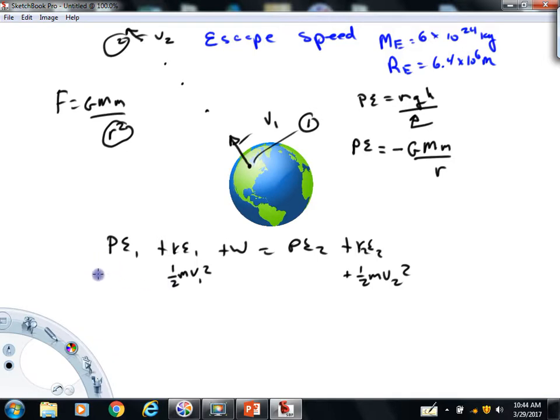So our PE1 term, we can write minus big G, big M, little m over r. And that radius is going to be from the center of the rock to the center of the Earth. So that's what we would call the radius of the Earth.